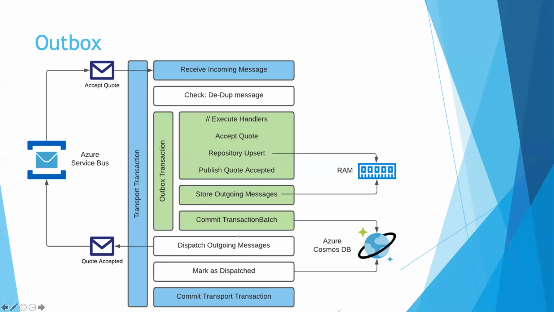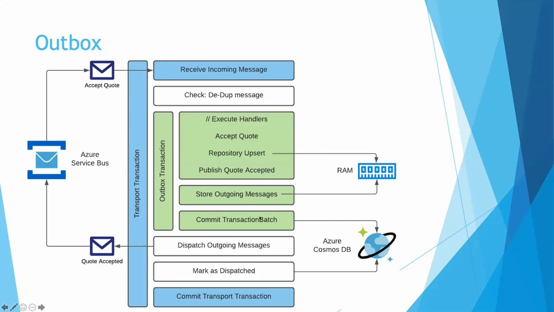That NServiceBus does for us. But if we haven't processed this message before, then the command handlers get executed, and the steps that were outlined in my previous slide are actually run only once. And the important bit is when we do our repository upsert, the upsert actually just happens in RAM. It's enqueued in a transaction batch that NServiceBus gives us, and then NServiceBus is responsible for committing the transaction batch and then writing the business data and the outgoing message data to Cosmos.